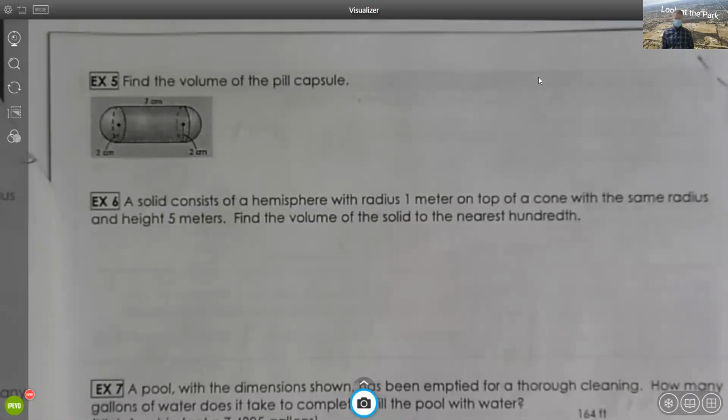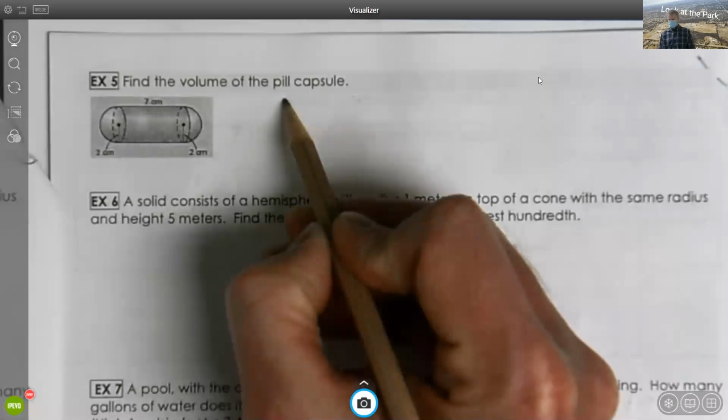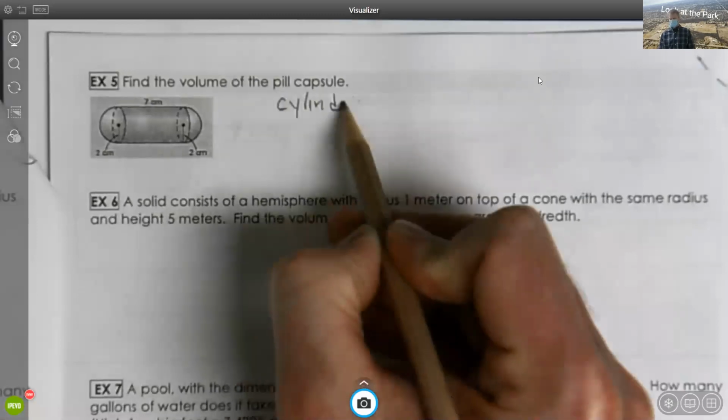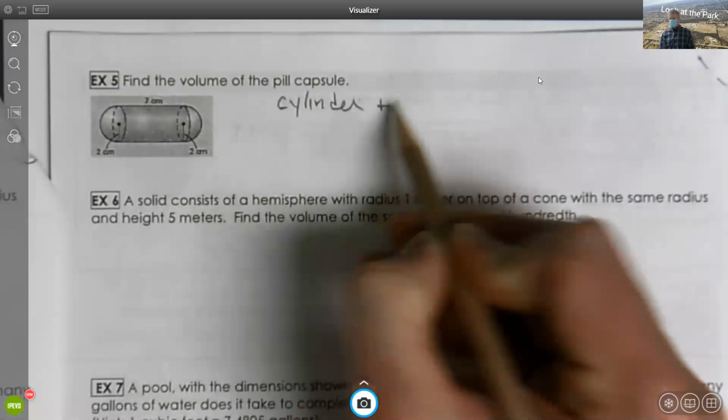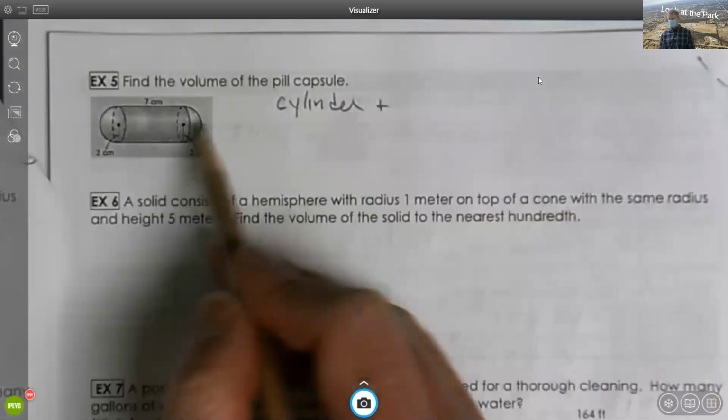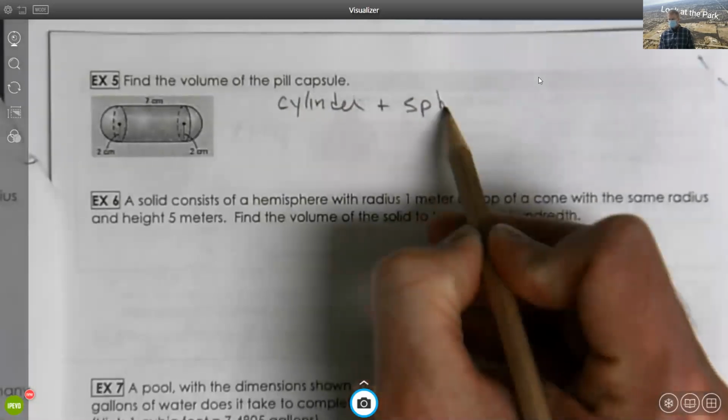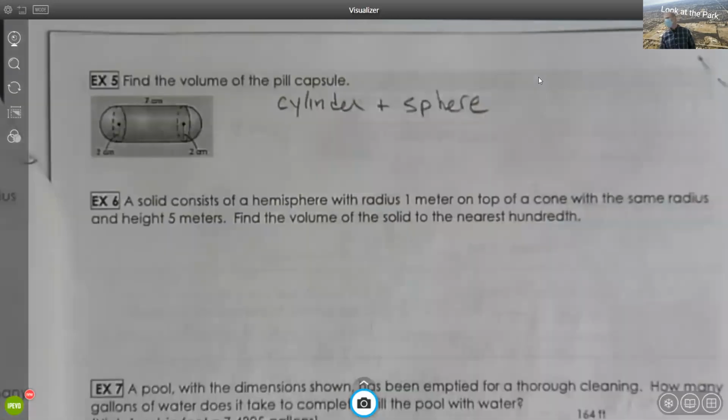So here we have this pill capsule. So we have a cylinder in the middle, and we have 2 halves of a sphere on either end. So it's another composite solid. We have a cylinder, and then the two halves of a sphere is going to make a full sphere. So we're going to calculate the cylinder plus one full sphere.